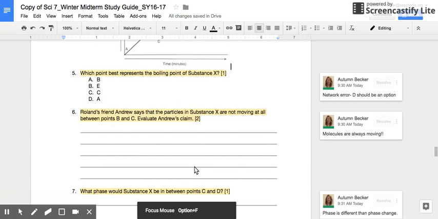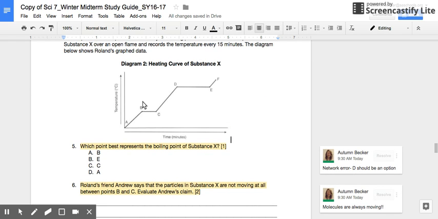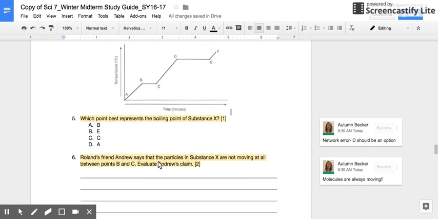Now, if we look at question number 6, it says Roland's friend Andrew says the particles in substance X are not moving at all between points B and C. So between points B and C, Andrew is telling us that molecules are not moving. What you do notice is that between B and C, you're not seeing an increase in temperature, but you're still at a temperature. It's not like you're at 0 degrees. So what does this tell you?